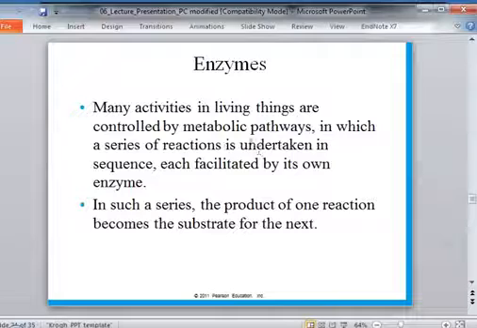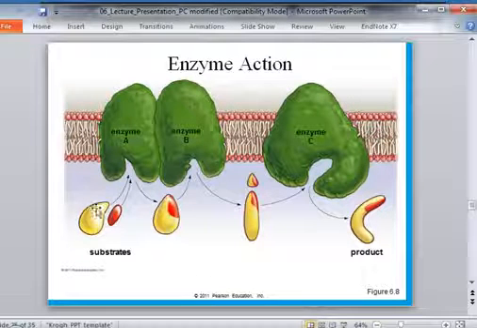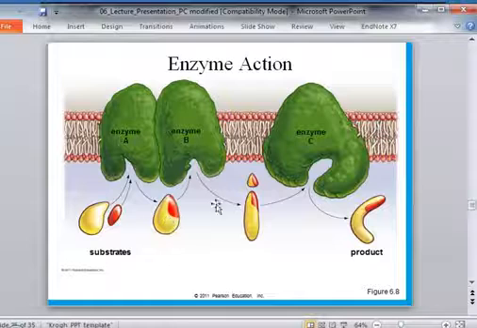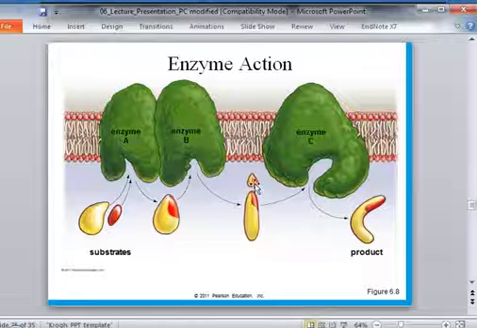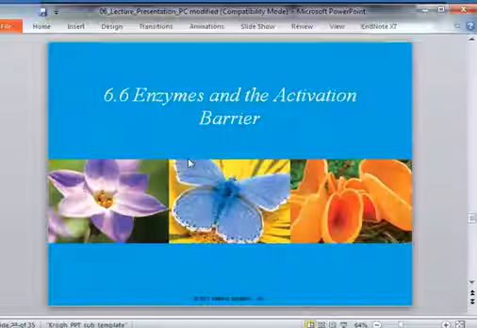As I mentioned, many metabolic pathways are controlled by enzymes in a series such that one product becomes the substrate for the next. Here's an enzyme at work. We start off with these two parts. The enzyme grabs them and puts them together. It yields a product. Then another one breaks them apart. Then another one puts them together in a different way. And so we go from these two things to a bent product like that. We already talked about how the sum of all the chemical reactions is an organism's metabolism, and enzymes are very important in an organism's metabolism.